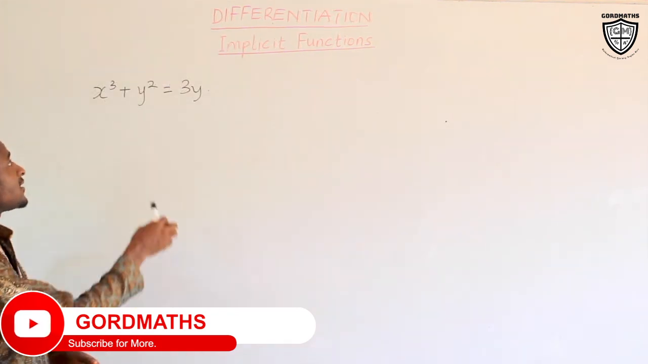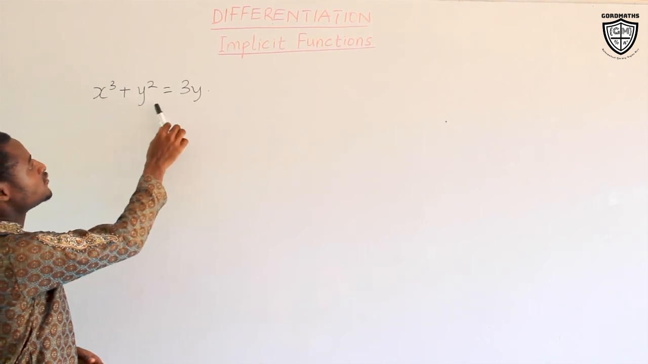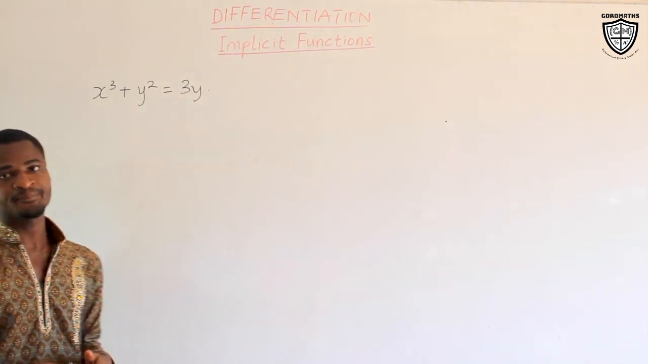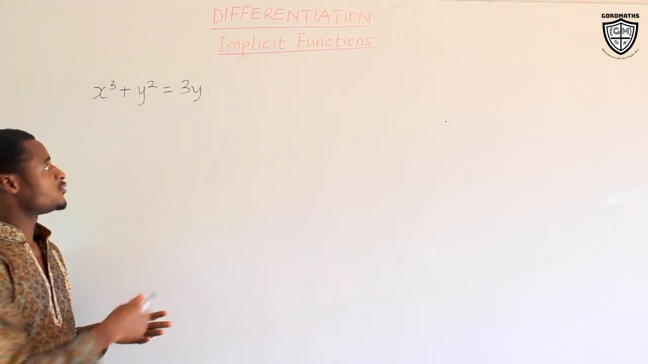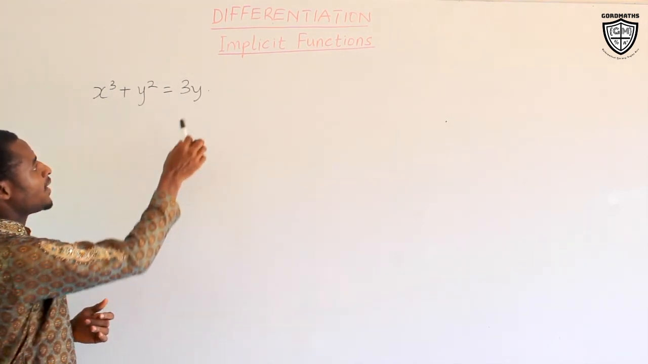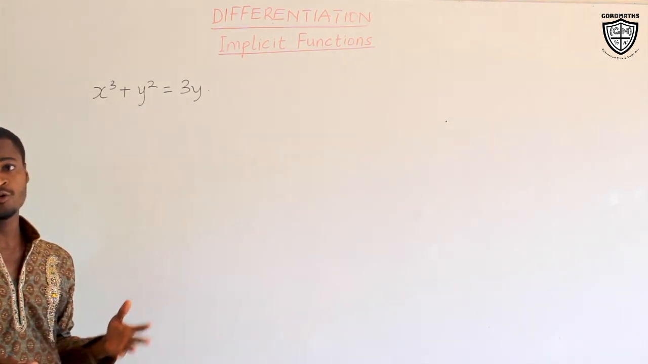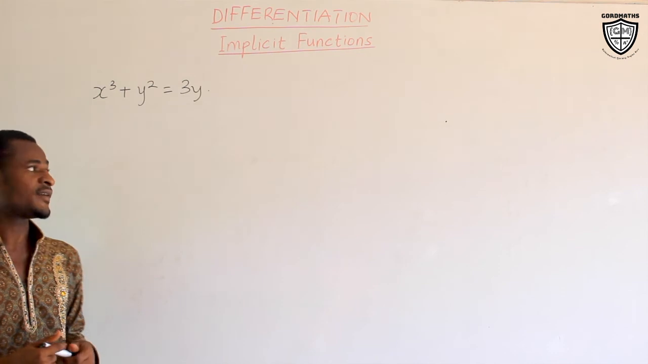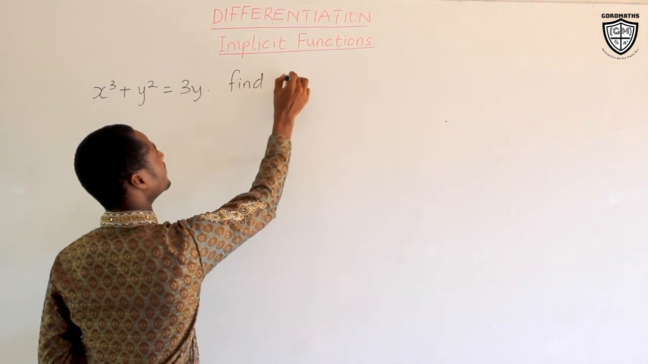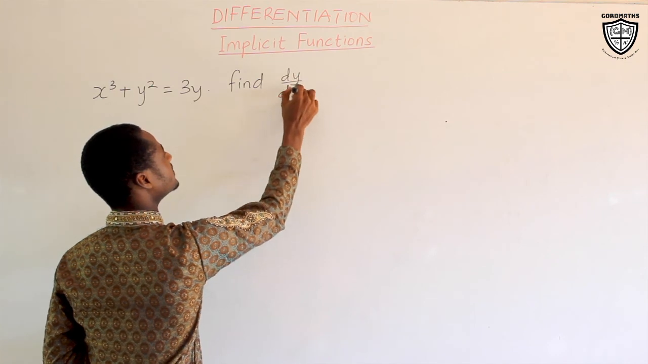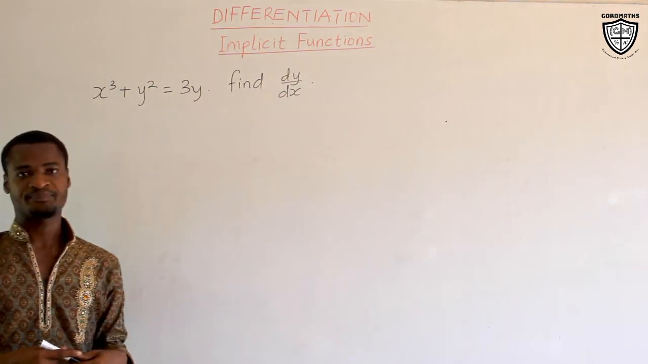Let's consider the function x raised to the power 3 plus y exponent 2 is equal to 3y. And we want to find the derivative of this function. It will be seen clearly that y cannot be expressed in terms of x, and so we will call this function an implicit function. Suppose we want to find dy dx, which is the derivative of this function.